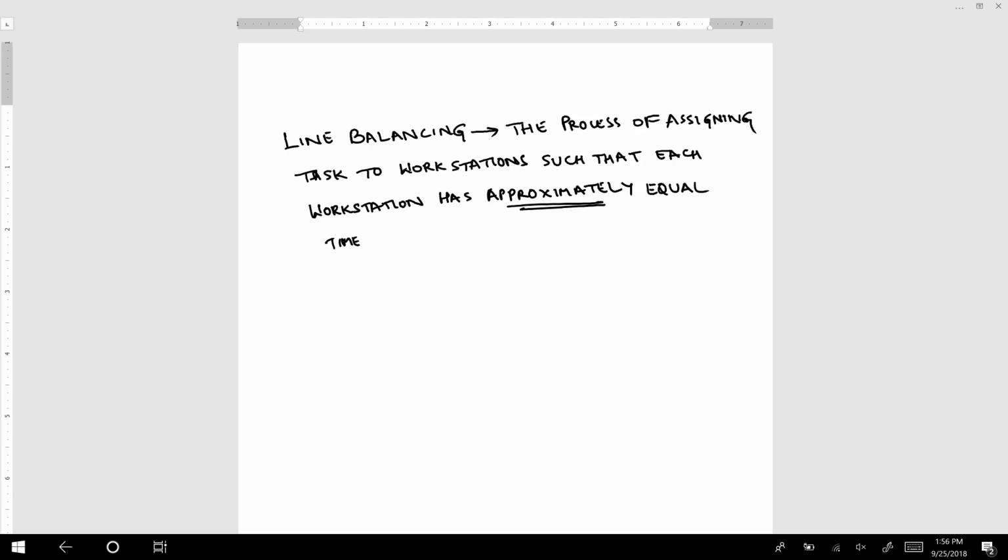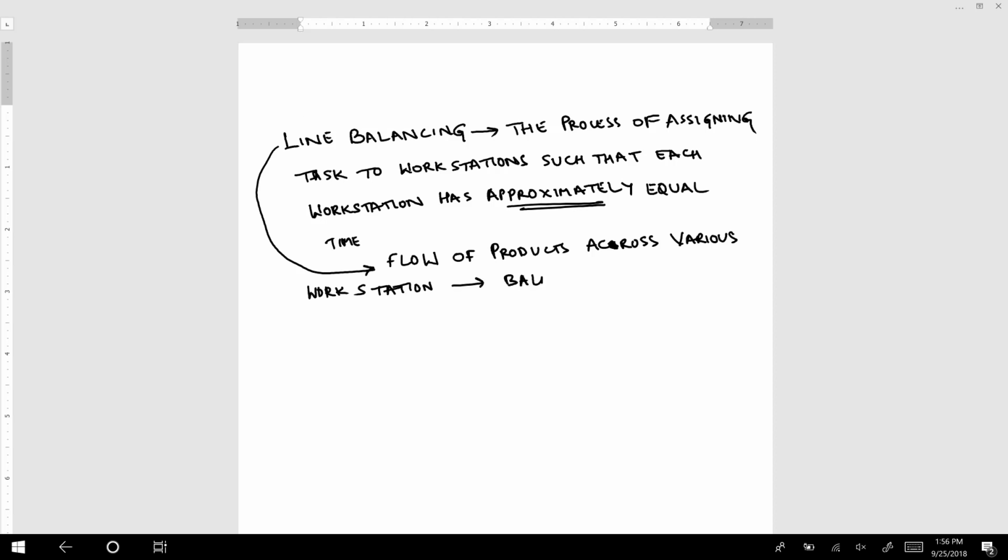In this, we are trying to balance the flow of products across different workstations. So this is the flow of products being balanced, products across various workstations. That is what we are trying to balance. So I will take an example and try to explain the concept.